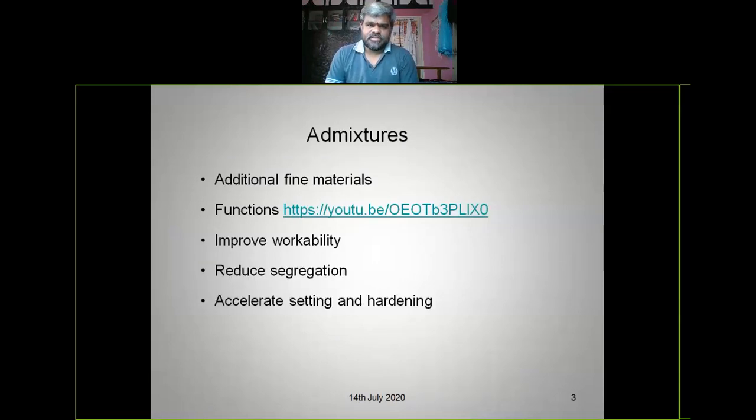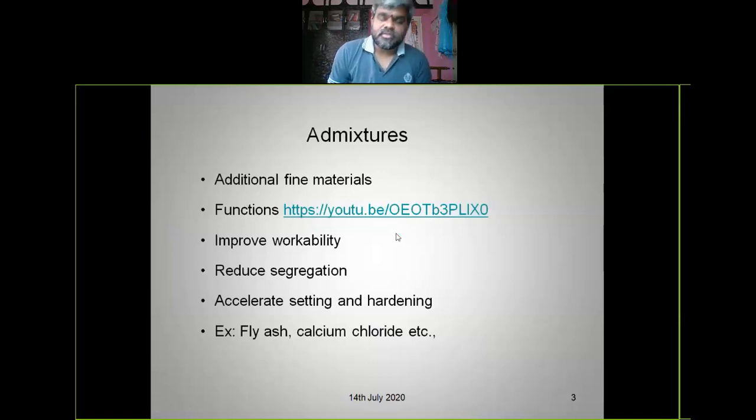Admixtures are additional fine materials that improve workability, reduce segregation, and accelerate hardening. For example, fly ash and calcium chloride. So, what are the functions of admixtures? Let's see in a small video, right?